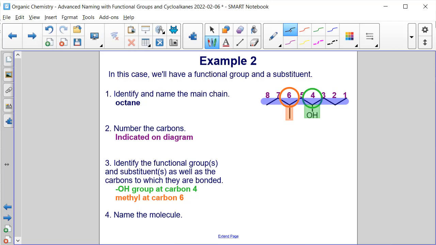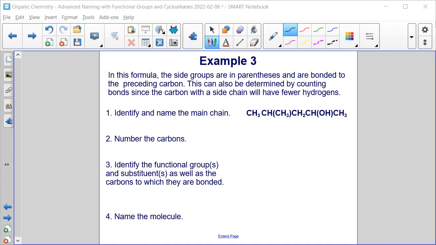So now we just take all of that and name the molecule. So we have 6-methyl, 4-octanol. All right, so here's a summary of every step of this example, and of course here we have 6-methyl, 4-octanol. All right, here's example 3.